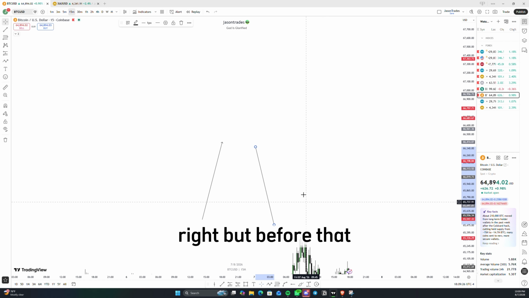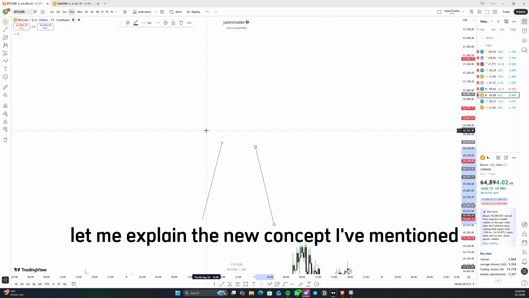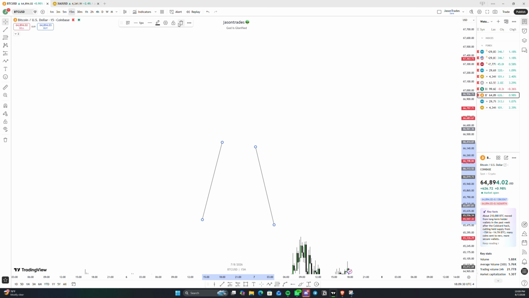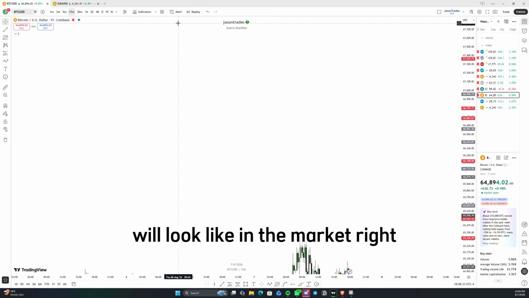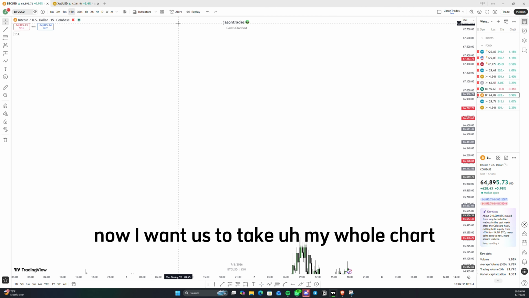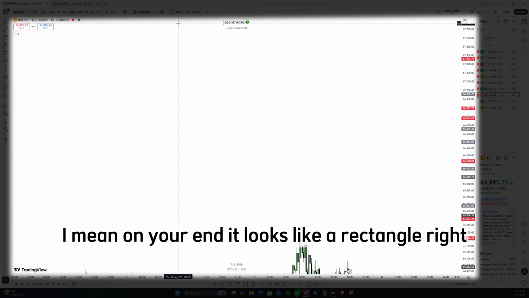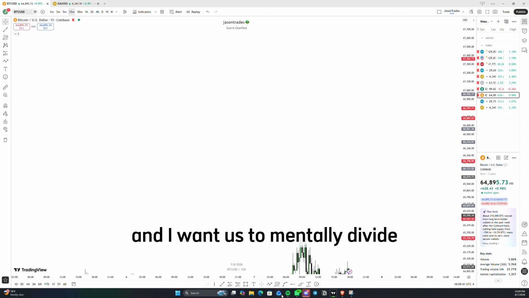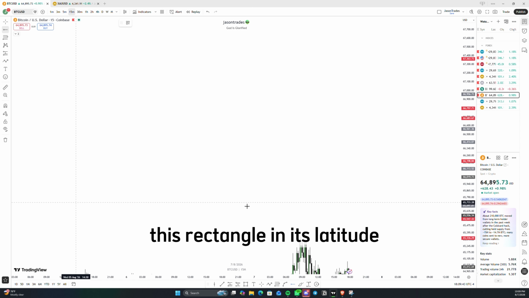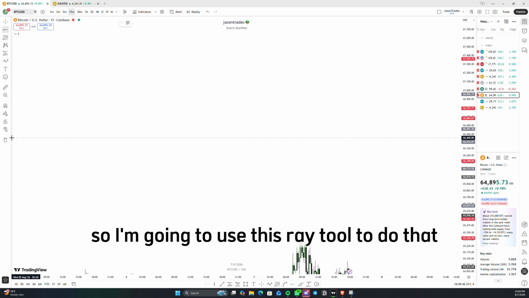But before that, let me explain the new concepts I've mentioned. I mean, somebody here might not know what an equilibrium looks like in the market, right? Now, I want us to take my whole chart. I mean, on your end, it looks like a rectangle, right? And I want us to mentally divide this rectangle along its latitude. So I'm going to use this ray tool to do that.